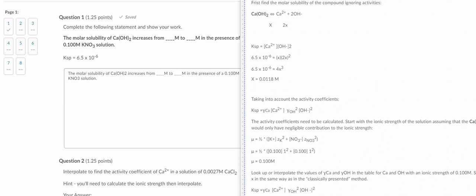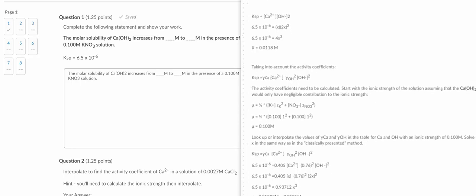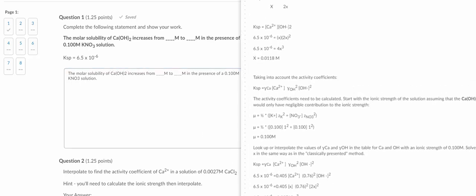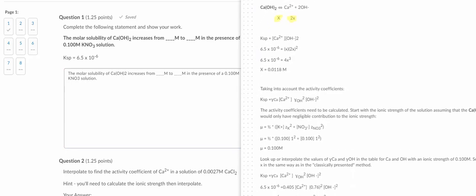So first, we need to find the molar solubility of the compound, ignoring the activities. We set that up the same way you've seen before. We take our calcium hydroxide and split it into its constituent ions. We know that the calcium concentration will be represented by X, and then because of our stoichiometry, the concentration of our hydroxide will be represented by 2X. We can then set up that Ksp equation.